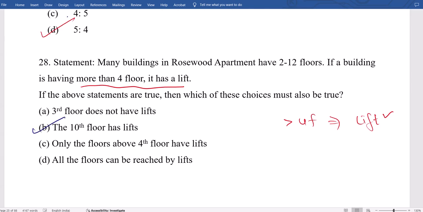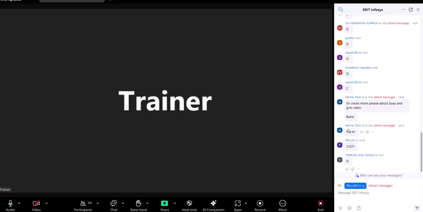So the 10th floor has a lift is correct. Only the floors above 4th have lifts. No, they didn't mention the word only, right? If it were stated that only buildings with more than 4 floors have a lift, then I could say option C is correct. There is no such term here. So more than 4 floors, lift is available. Likewise, the 10th floor has a lift. Yes, 28, option B is correct.